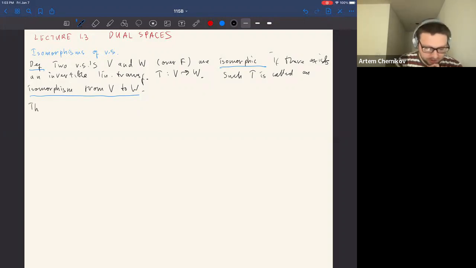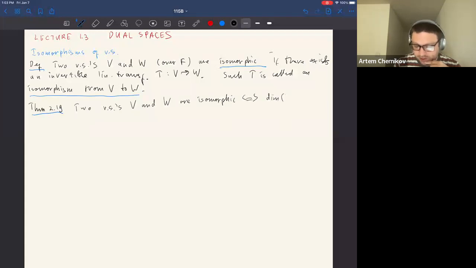And a couple of results about this from 115A. So the first one was theorem 219. Two vector spaces, V and W, are isomorphic in the sense of this definition if and only if they have the same dimension. So the dimension of V is equal to the dimension of W. Okay. And so we know this.